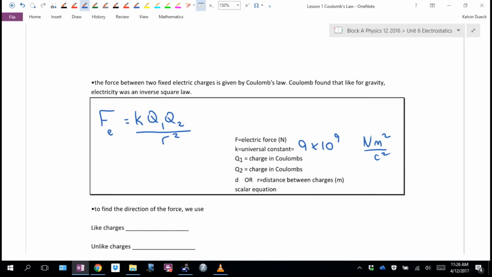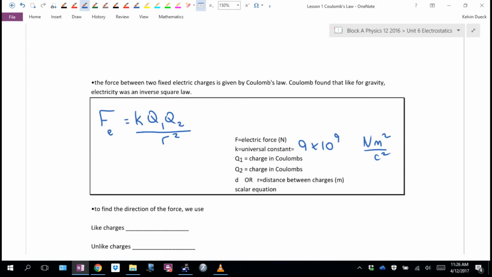Q1 is the charge of the first object in coulombs. Q2 is the charge of the second object in coulombs. And then again, D or R, I always use R. It's the distance between the charges in meters. It's a scalar equation. We will figure out the direction ourselves. Do you know how we're going to figure out the direction ourselves?